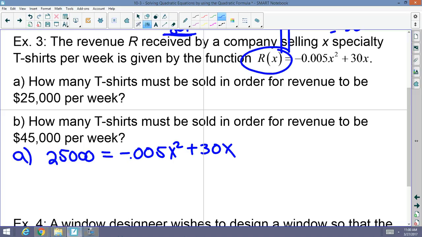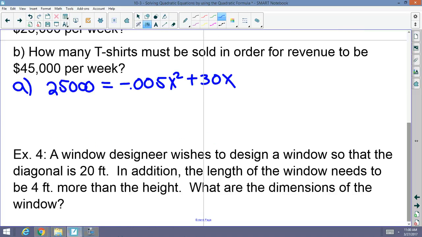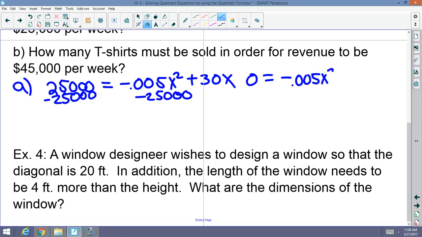So, we're going to go ahead and make a quadratic function here in standard form. I'm going to subtract 25,000 from both sides. So I'm going to get 0 equals negative 0.005 X squared plus 30X minus 25,000. I'm definitely not even going to try to factor that or complete the square. That's the beauty of the quadratic formula. When it's nasty like this, that's when I use it.